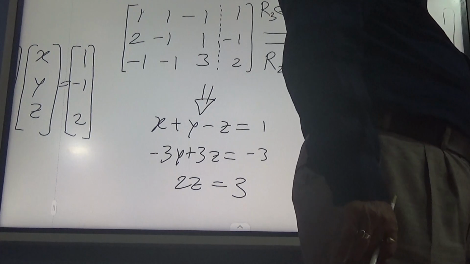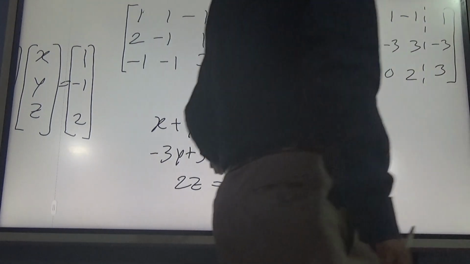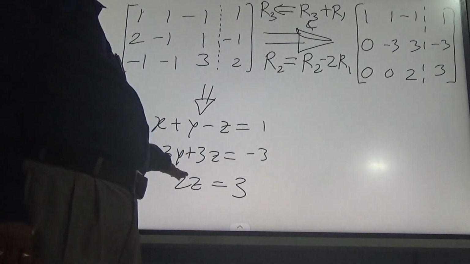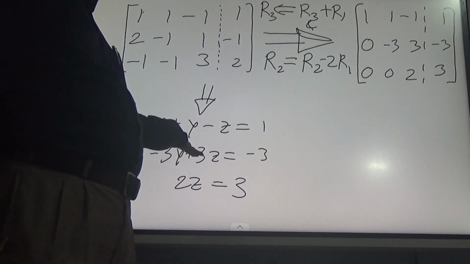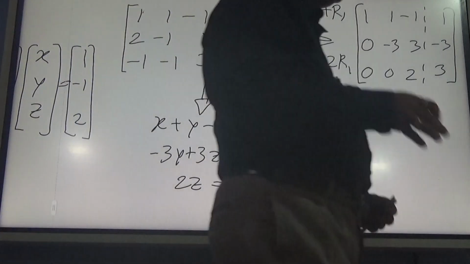What is the answer then? Straight away z equal to 3 by 2. You can put it in second, you get y. When put both in first, you get x.